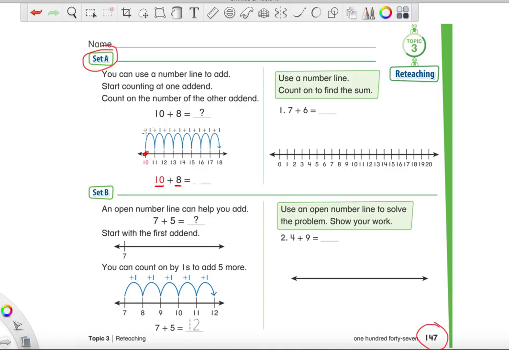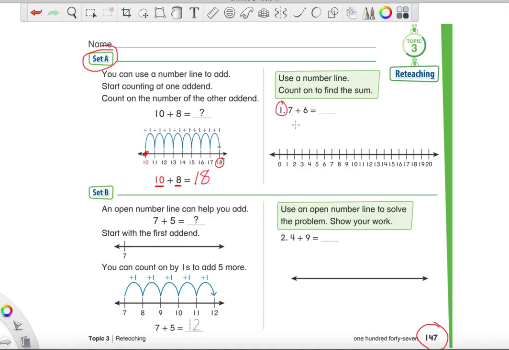And you can see they did kind of the same thing at the top here. We have 1, 2, 3, 4, 5, 6, 7, 8 jumps. So they jumped 8 times, so they did it correctly, and they landed on 18. So this number line shows us that 10 plus 8 gives us 18. Alright, now I want you guys to try number 1 on your own.